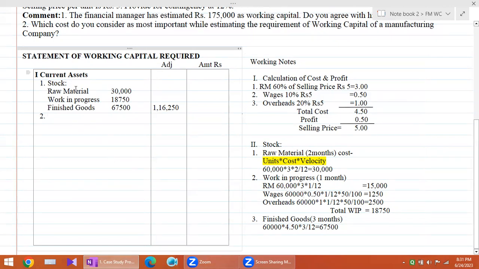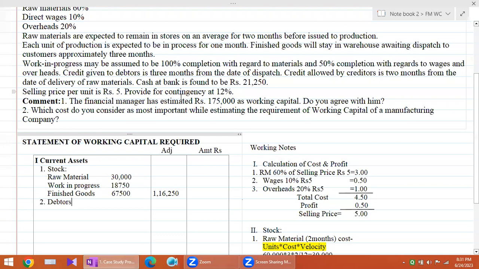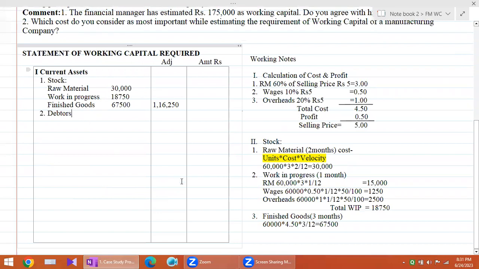The second current asset is debtors. Yes. So look at the debtors information. We have taken this line is over, this line is over, work in process is over, finished goods is also over, right? And we will come to this line. That is credit given to debtors is 3 months, right? No need to go for this. Okay. This third one is over. Next, I will write Roman 3, that is about debtors.